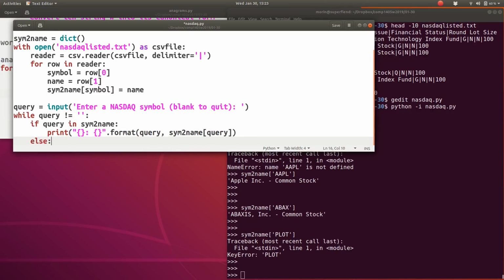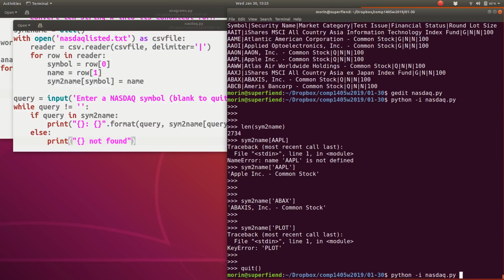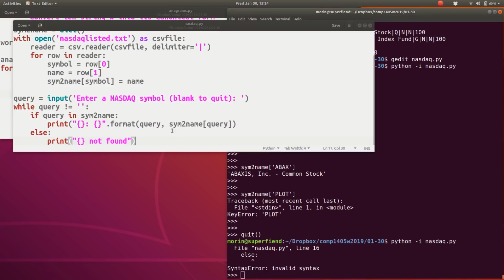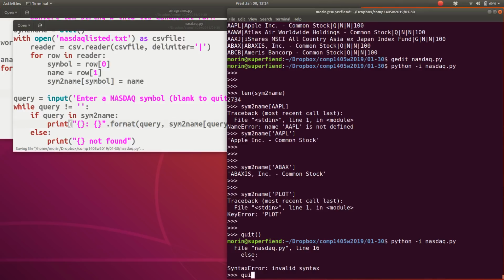And otherwise, we've checked and it's not actually in the dictionary, so we don't want to look there because that'll throw an exception. So we'll say that symbol was not found. Okay, so we'll see if we've made a functioning application. Nope, there's a syntax error because I did the mistake I always make. Forgot to close the parenthesis.